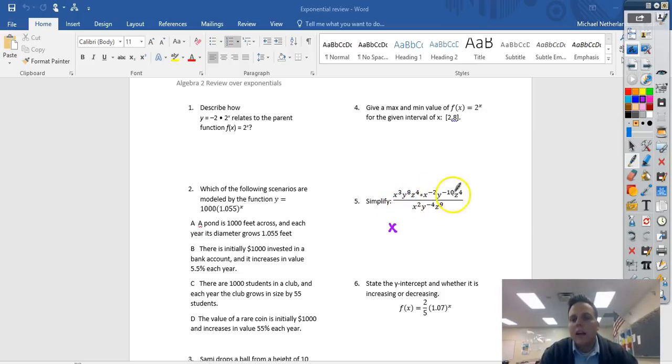Okay? Y to the 8th, y to the negative 10th. When the bases are multiplying, I get to add the exponents, so that's going to be y to the negative 2. Okay? Z to the 4th, z to the 4th. When the bases are multiplying, you get to add the exponents, so that becomes z to the 8th.